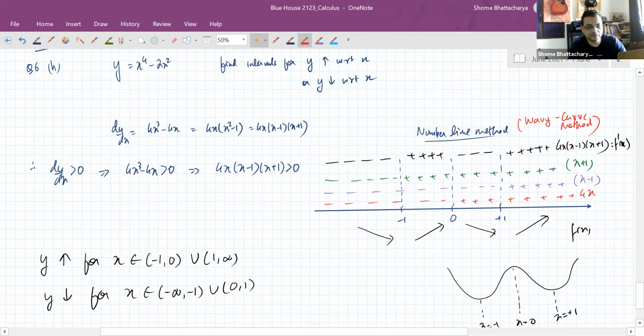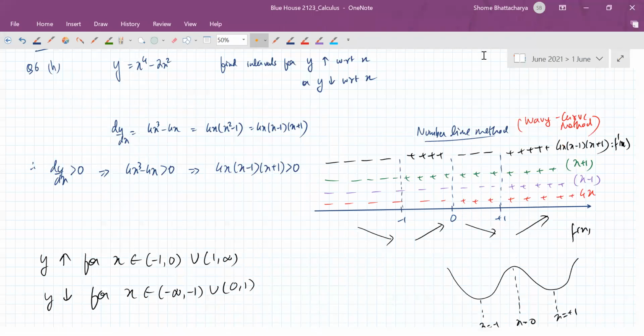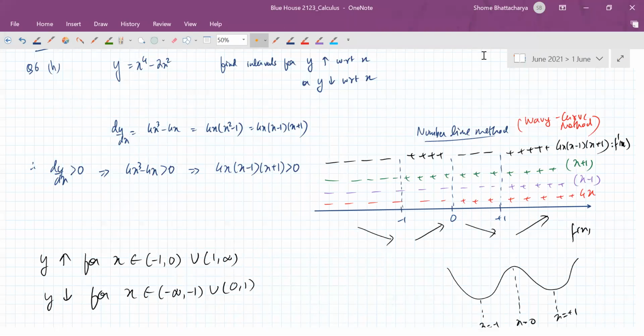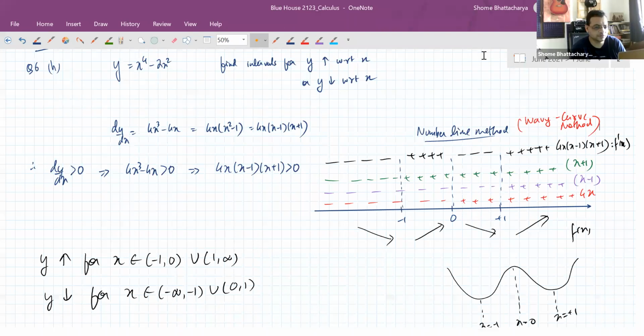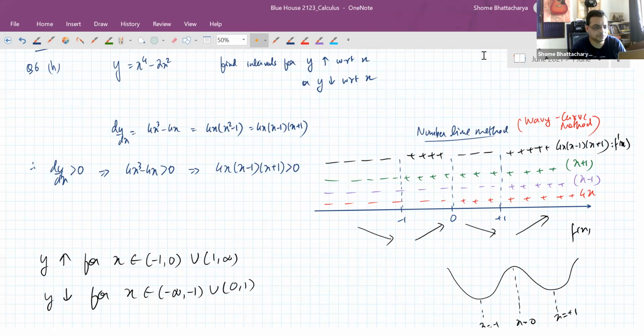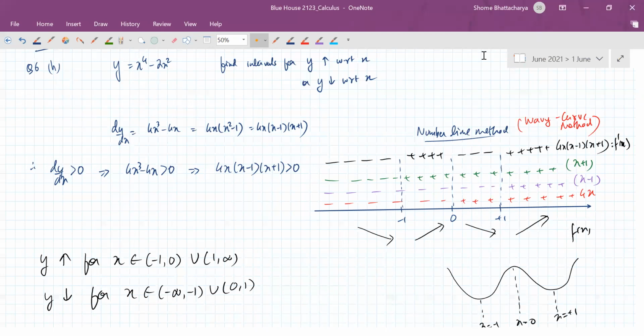Are you familiar with this wavy curve method in maths? No, sir, not yet. Okay, then you will be learning it very soon. We'll start it next week, as part of basic maths. But you understood the method here? Yes, sir. So you understood what we've done over here in this number line method? Yes, sir.